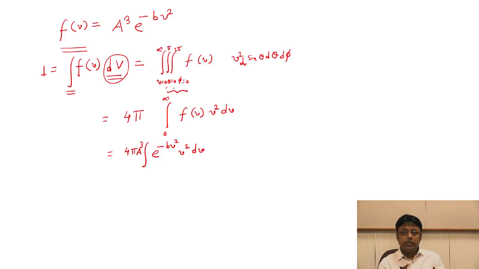Now, for evaluating this integral we can use a standard integration table, but I'll not use that. I'll rather tell you how we can solve this kind of integral in general. Suppose I have a very general integral, the integral from 0 to infinity of x to the power n minus 1, e to the power minus x, dx.